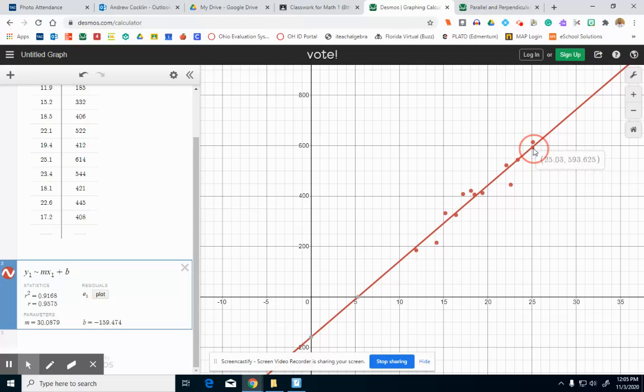Yeah, it is. It's like $593, give or take. Okay. So I can do it on the line or I can use the equation to make that happen. All right. So that's one of the two things that we're going to practice today.